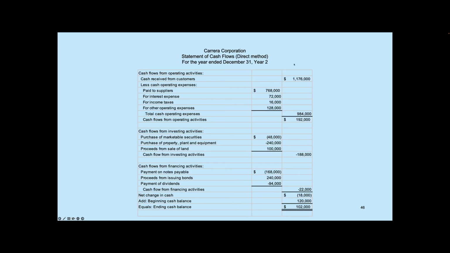And that gets us back to this direct method cash flow statement. This is the direct approach. It's up here, and we left these two the same. Two different perspectives on the same thing, the direct method and the indirect method.